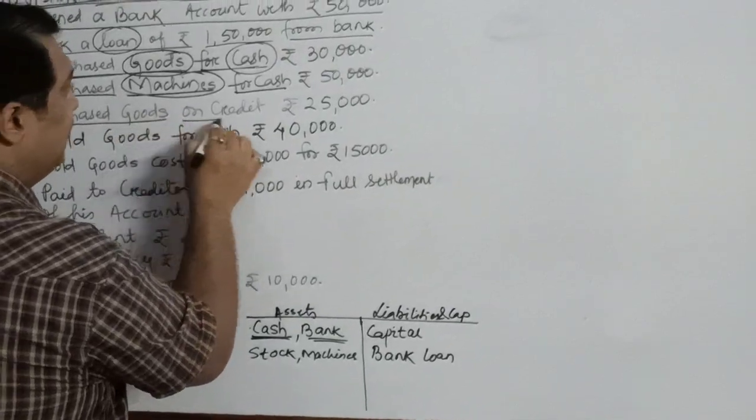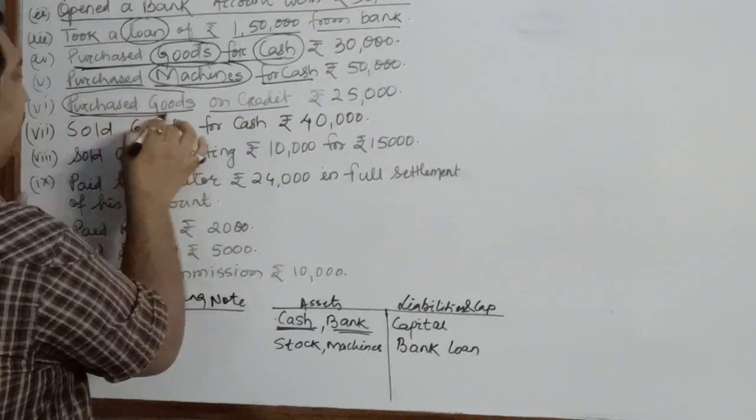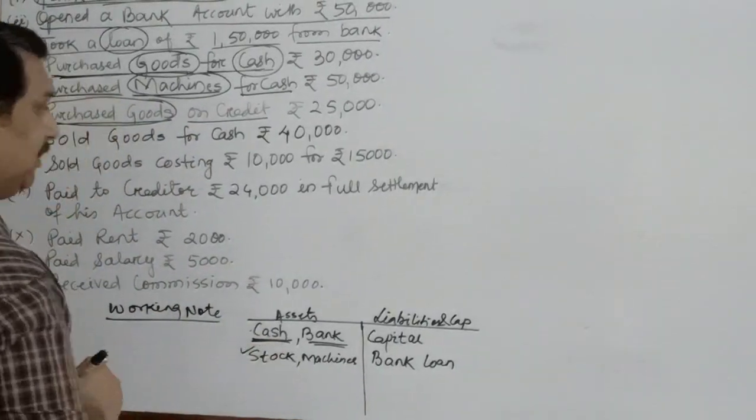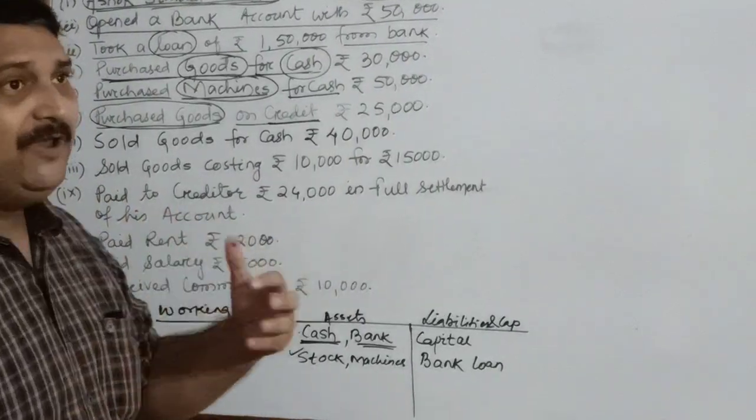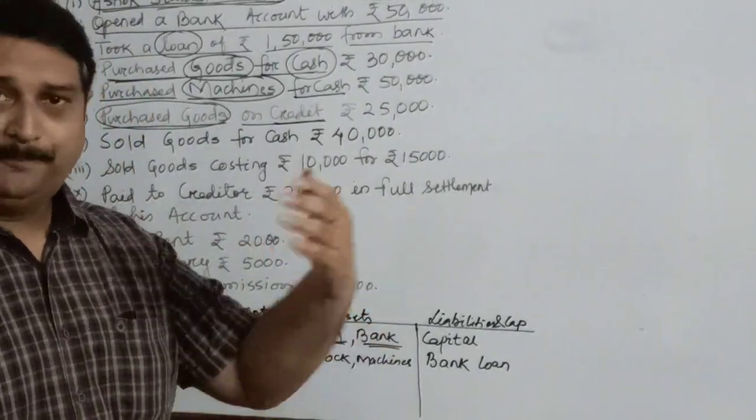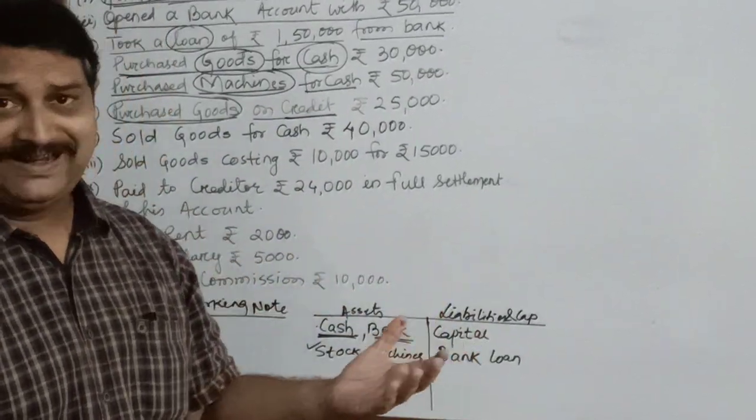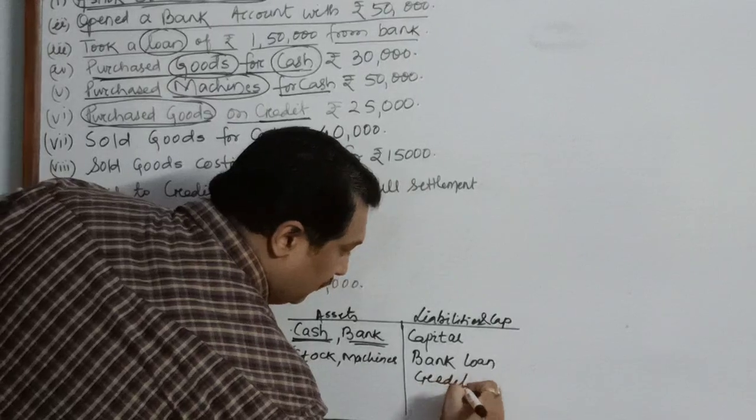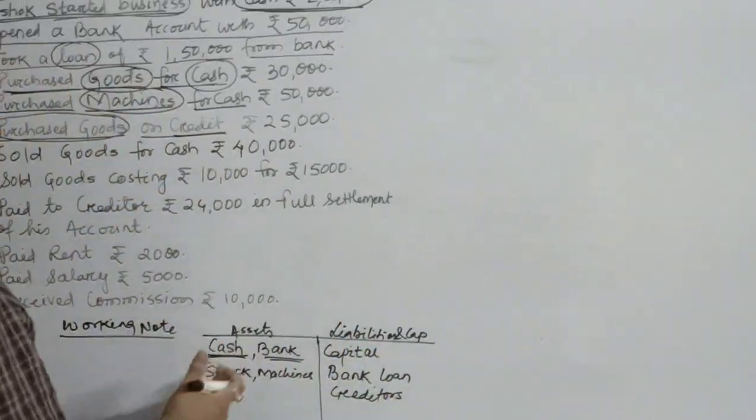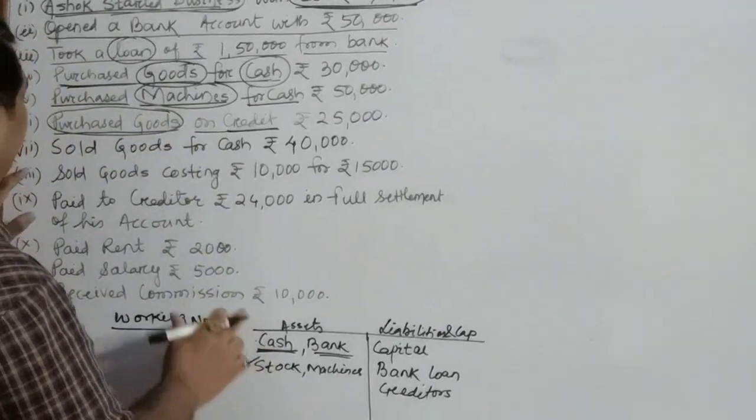Purchased goods on credit. So once again, since it is talking about purchased goods, that means we are talking about stock. And when we buy goods on credit, the person or the firm from whom we buy goods on credit are called our creditors. And who are they? They are my liabilities. So creditors I will write on my liability side. Stock is already over here.